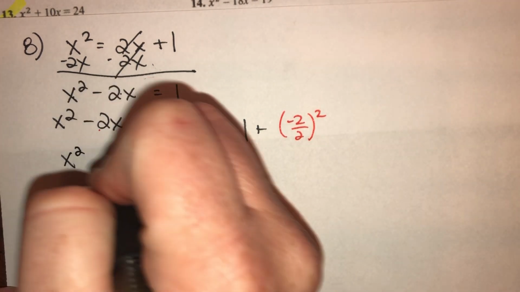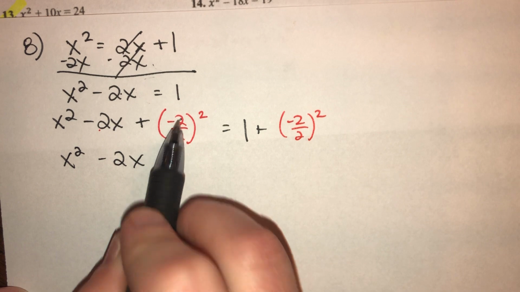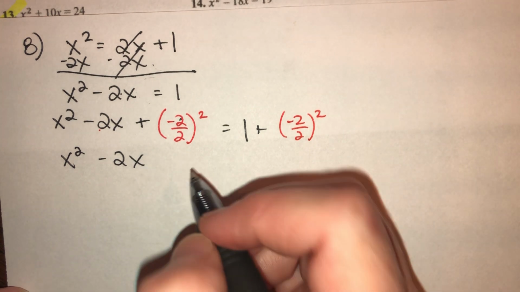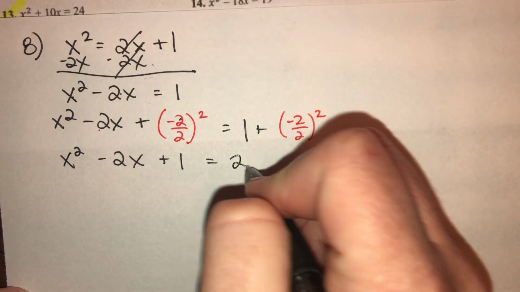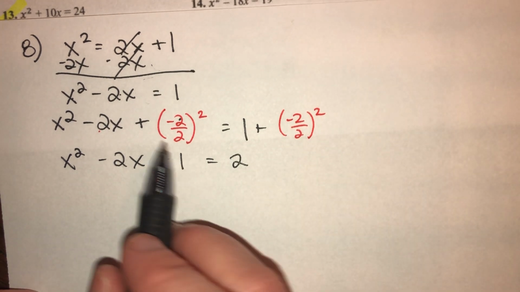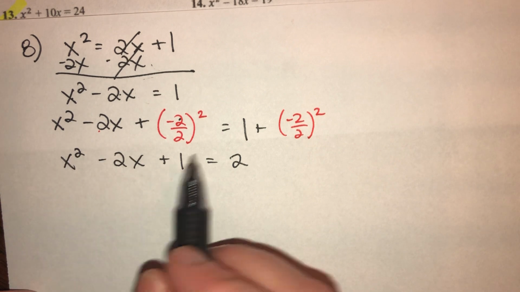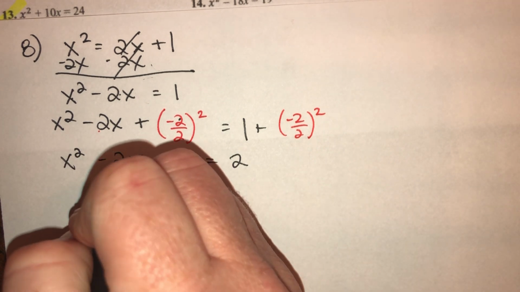So this is x squared minus 2x. Negative 2 divided by 2 is negative 1. Negative 1 squared is 1. And 1 plus 1 is 2. Okay, so far so good. And I know this is a perfect square trinomial, so I can go ahead and factor it, right?